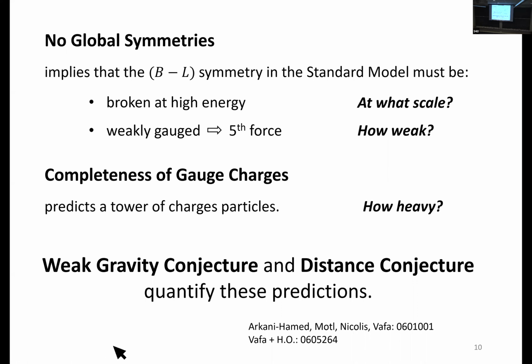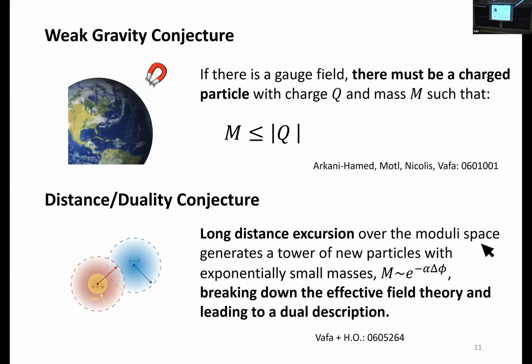But in fact, there is a stronger version of this statement called the weak gravity conjecture and the distance conjecture that are meant to quantify the answer to these questions. This was suggested by Nima and collaborators, and myself and Cumrun. The weak gravity conjecture says that if there is a gauge field, there must be a charged particle of charge Q and mass M, such that this inequality is satisfied. I'm choosing natural units here.